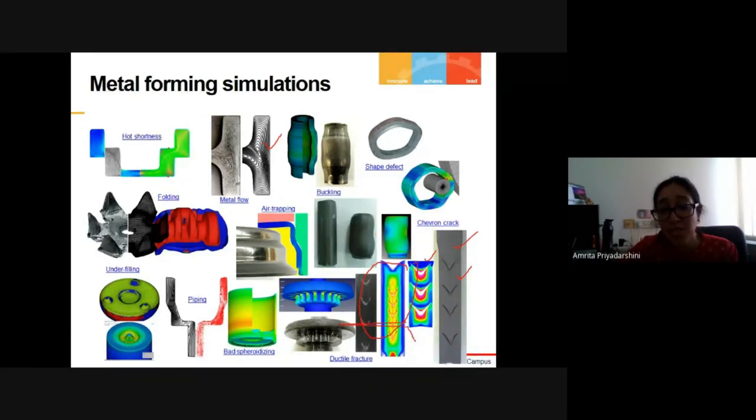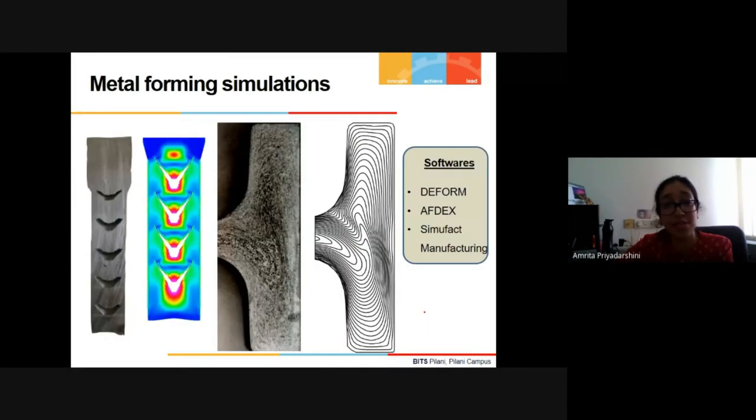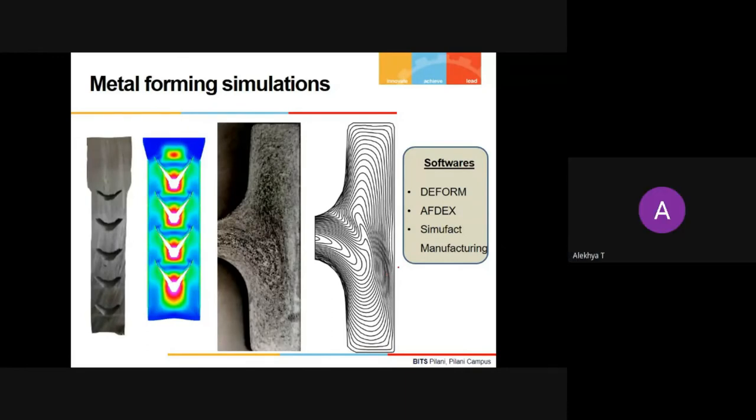Obviously, when you develop a simulation model, whether it is for casting, forming, or next, machining, no matter what simulation model you develop, validation is surely required. Initially, under similar conditions, you have to do the experiment and then validate. Once your model is validated, then you can make whatever process parameter changes you want.